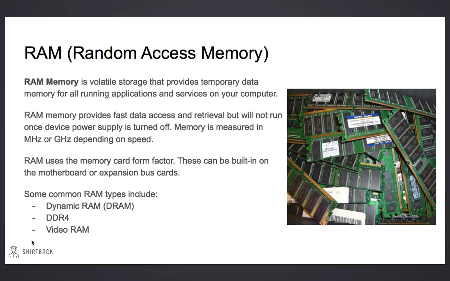RAM memory stands for random access memory. RAM memory is volatile storage that provides temporary data memory for all running applications on the computer. RAM memory provides the user fast data access and retrieval, but will not run once the device power supply is turned off. Memory is measured in either megahertz or gigahertz depending on the speed.